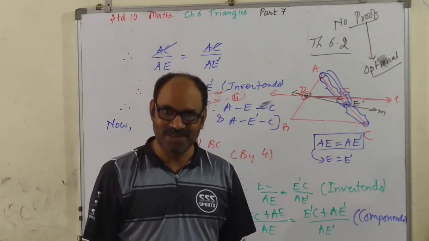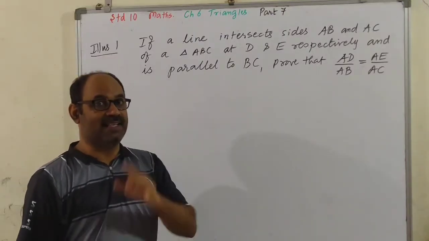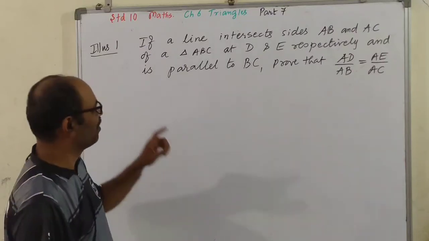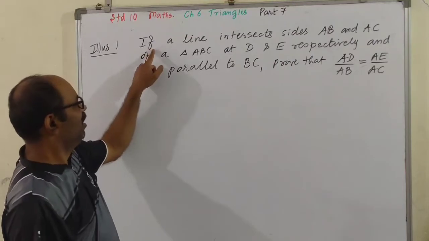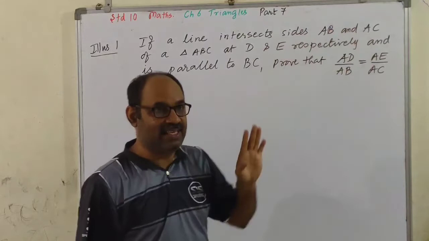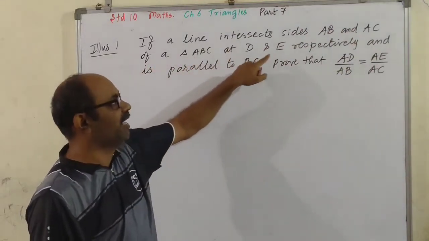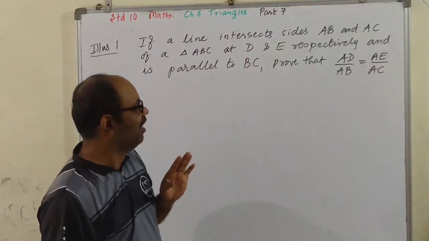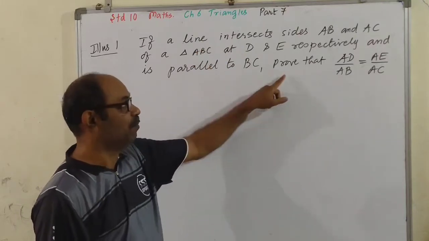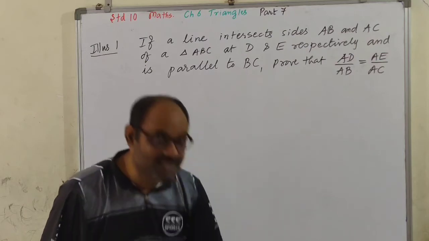Sure? 100%. Fine. Here is illustration 1, that is example 1 in the textbook. Alright? Let's see what it states and prove it. If a line intersects sides AB and AC of triangle ABC at D and E respectively, and is parallel to BC, prove that AD upon AB is equal to AE upon AC.